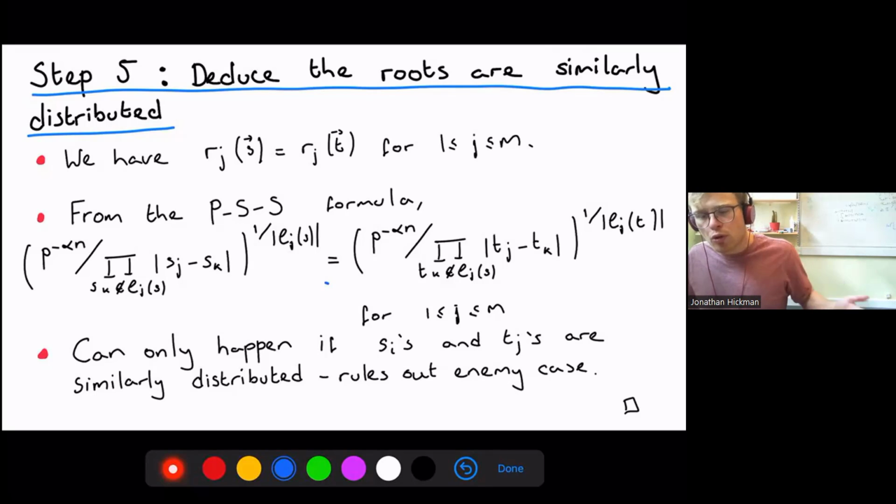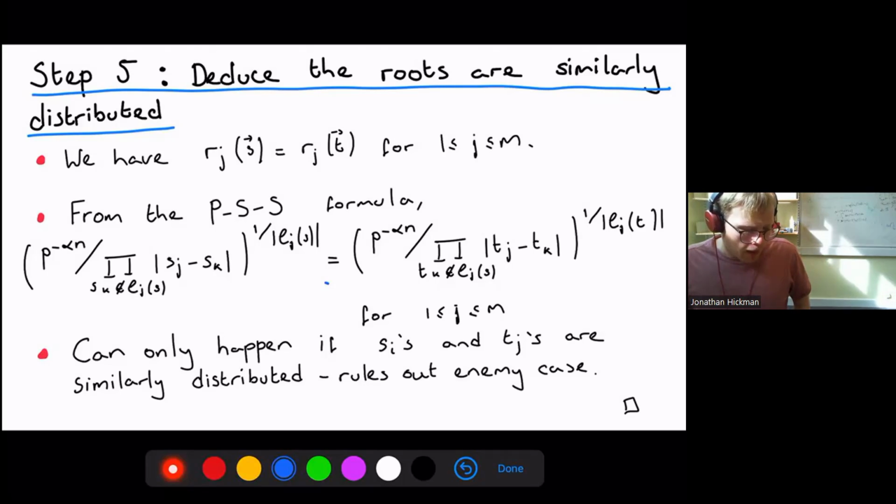So in particular, this rules out this enemy scenario where, for instance, we have one isolated SI that is close to many TJs, because this identity between the radii would preclude this from happening. So this concludes the proof of our argument.